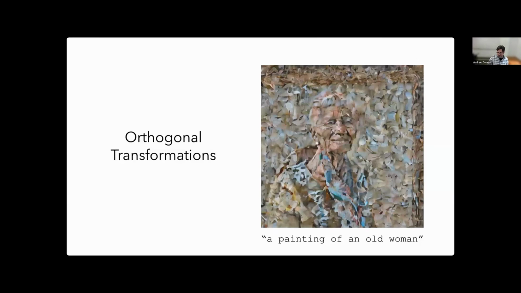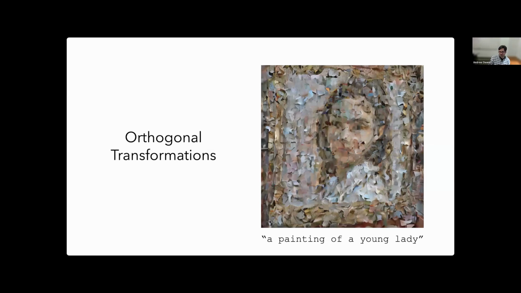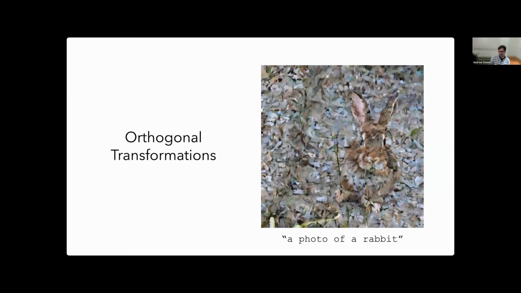We can also try really crazy orthogonal transformations. This is just a random transformation, and it still works. You can get a painting of an old woman or a painting of a young lady from the two different perspectives of this orthogonal transformation. Photo of a rabbit, photo of a duck.